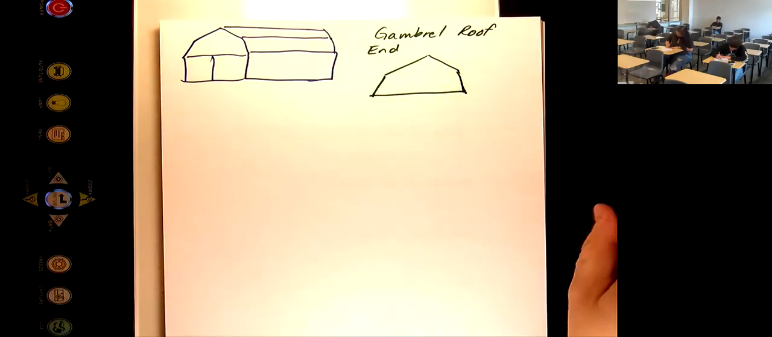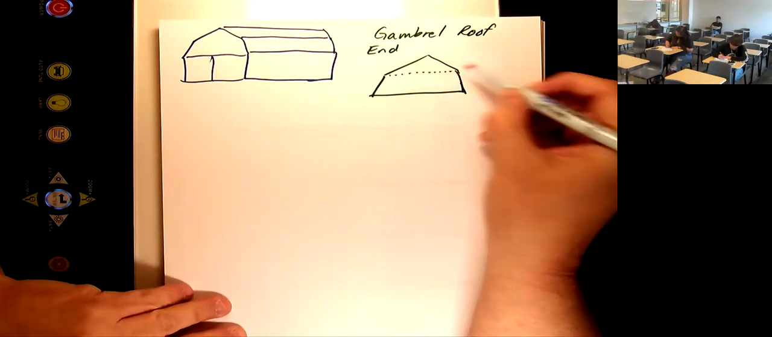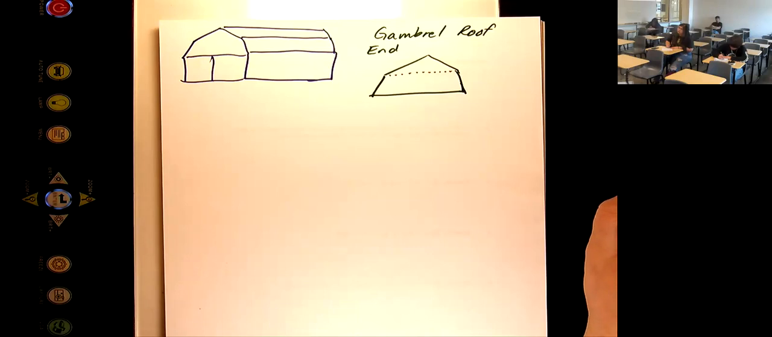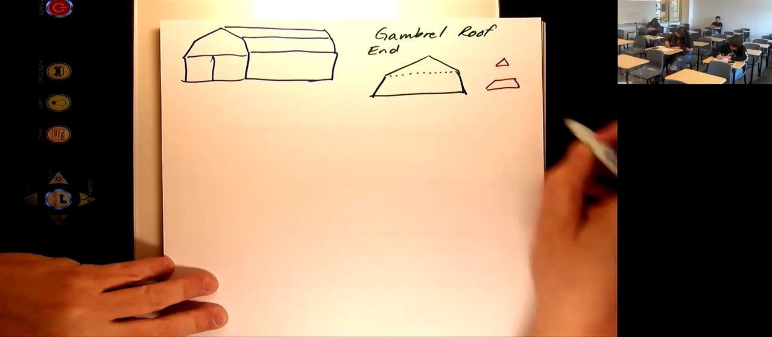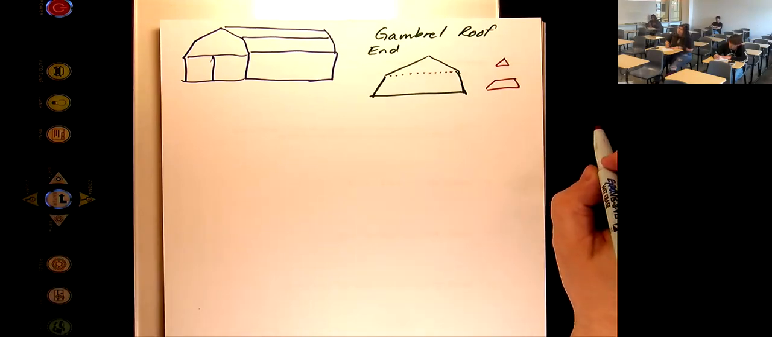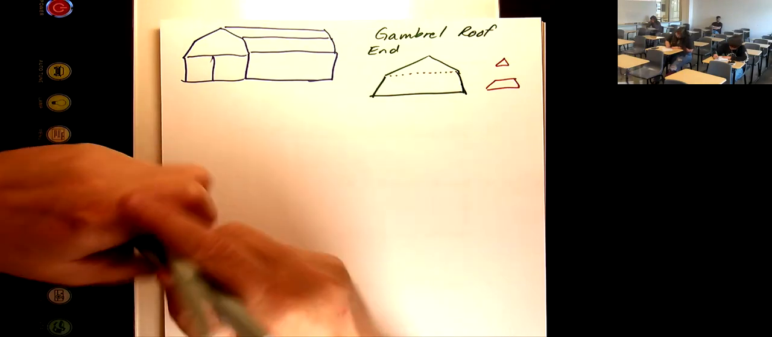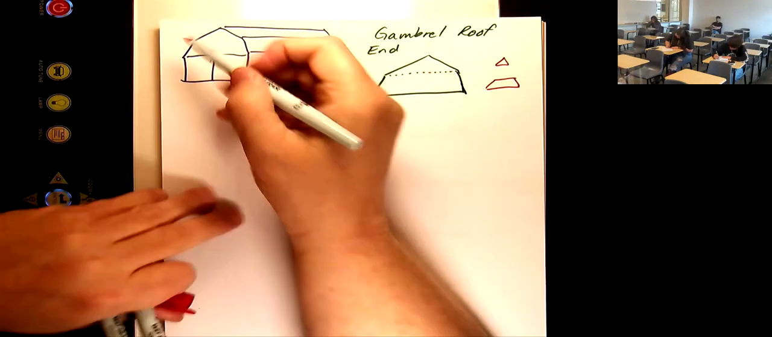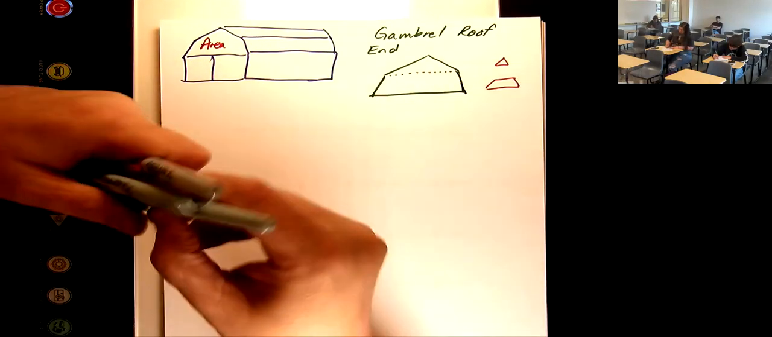Which is basically looks like a triangle on a trapezoid. So if you wanted to find out how much wood you would need to cover the end of something like this, find the area of this part right here, if we have the following dimensions.